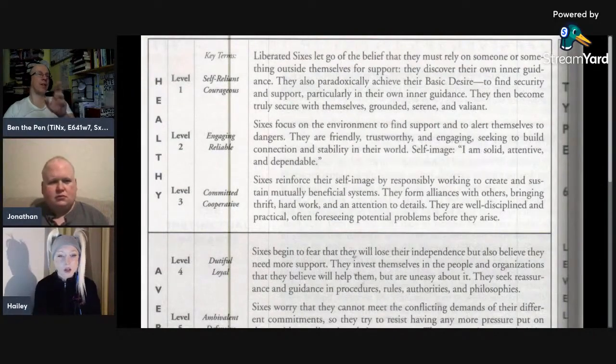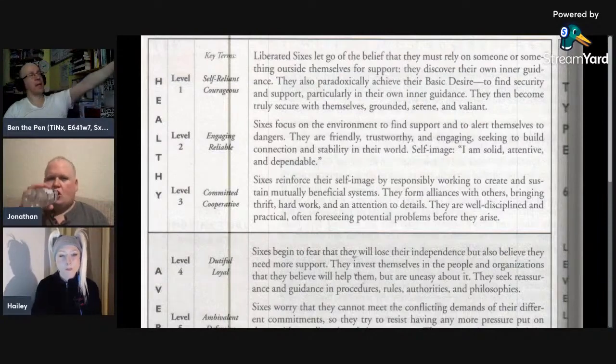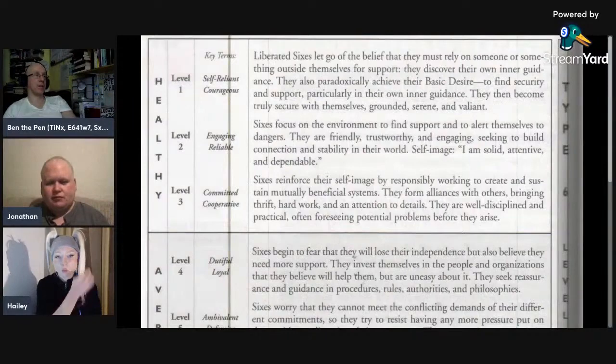I'll just say that in the complete Enneagram book, this self-preservation 6 reads like an ISFJ. Okay. Yeah. Okay.